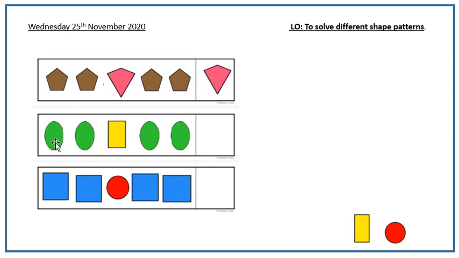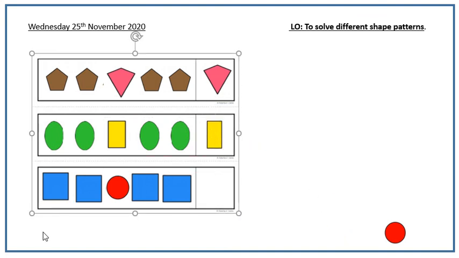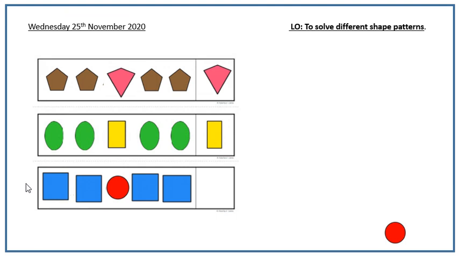Let's have a look at the next one. It's not a circle this. Does anyone remember the name of this shape? It's an oval. It's an oval, oval, rectangle. Oval, oval. What do you think comes next? Yes, it's a rectangle. So the rectangle goes there. What do you think happens in the last box? So we have square, square, circle. Square, square. What do you think happens next? Yes, it's a circle. So that's how you try and work out what the next shape is in the pattern.